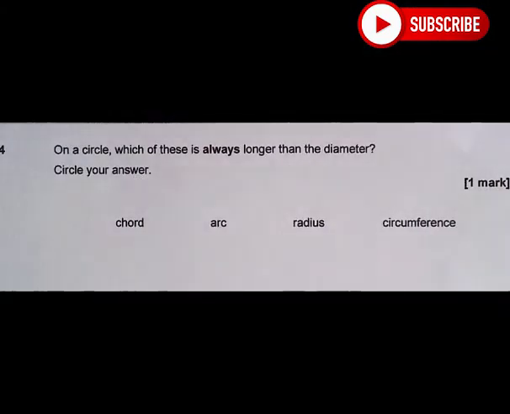On a circle, which of these is always longer than the diameter? Since the circumference is the diameter multiplied by pi, the circumference will always be longer than the diameter. So this is our answer.